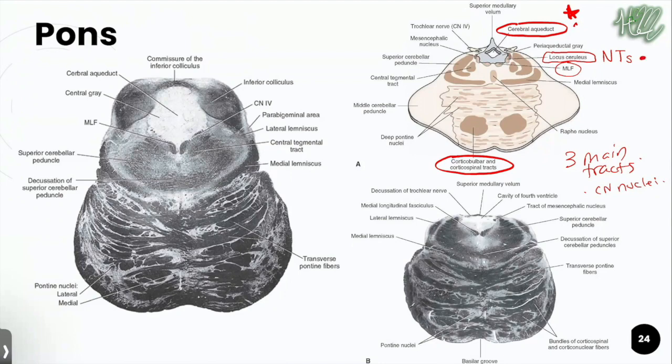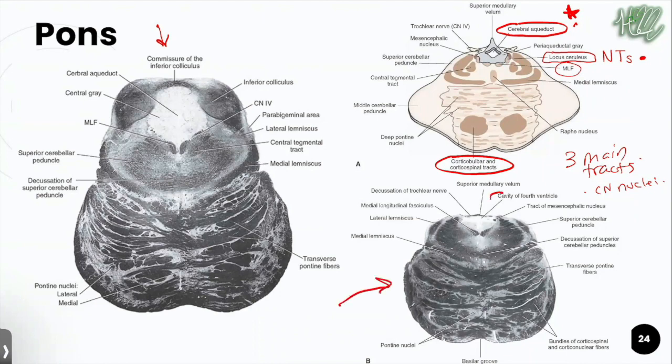If you're doing this for Med 1, then it might be in your best interest to know those similar things, but definitely the three main tracts and definitely the cranial nerve nuclei. Those are the highest yield of what to know. So you can see this one is a little bit higher of an image, and this one is a little bit lower in the pons.